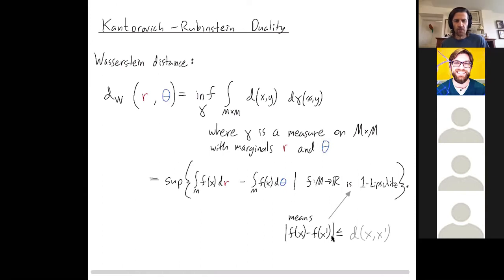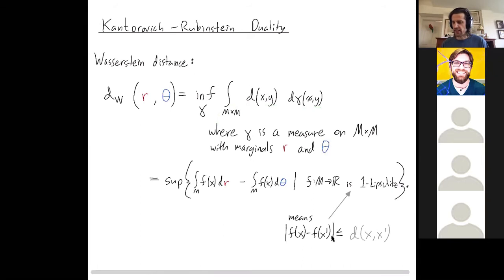All right, so the Wasserstein distance is sort of like an infimum over a transport plan. A transport plan lives on this product space. If r and theta are measures on a metric space M, then the transport plan is a measure on the product space M cross M. And how much mass are you moving times how far are you moving it?